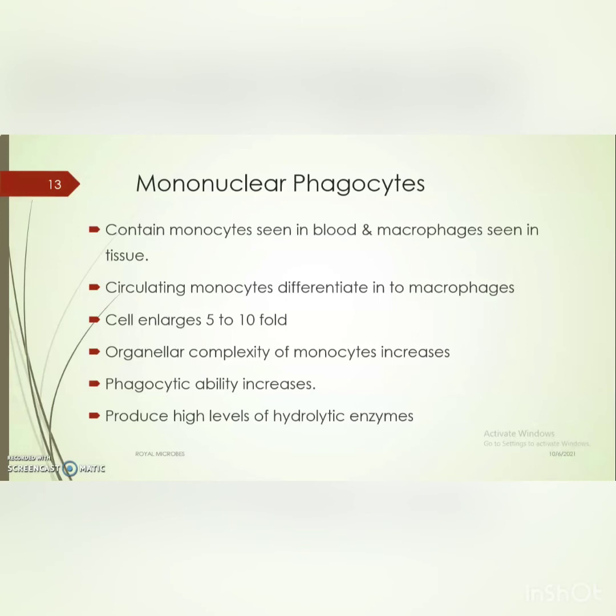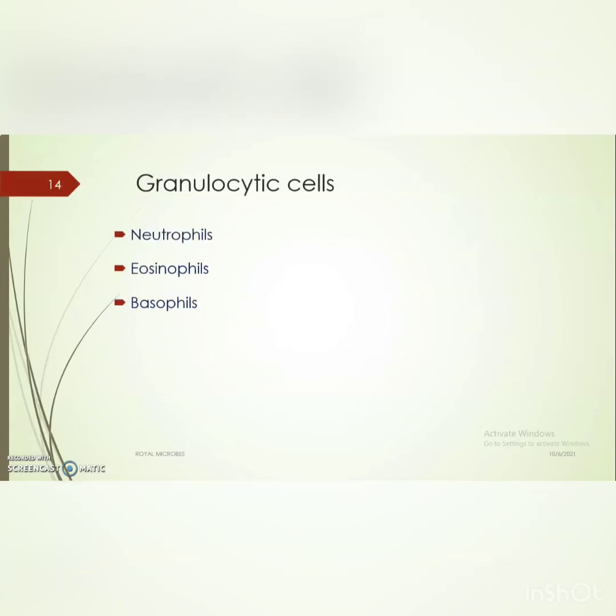Then coming to mononuclear phagocytes, these include monocytes in blood and macrophages in tissues. That is, the circulating monocytes differentiate into macrophages. Here, the monocytes enlarge 5 to 10 fold, the organellar complexity increases, the phagocytic ability of the monocytes increases, and they start producing high levels of hydrolytic enzymes, and thus they get converted to macrophages.